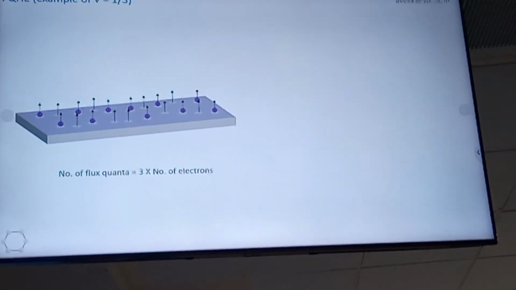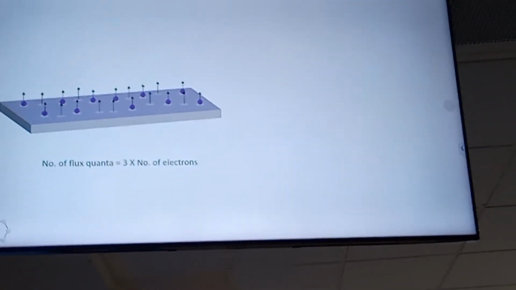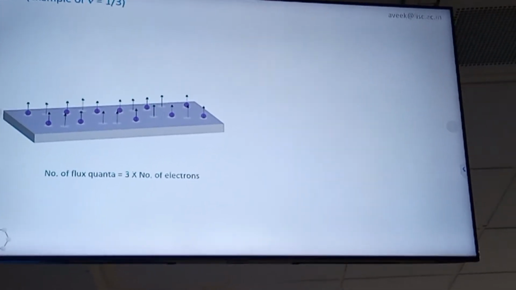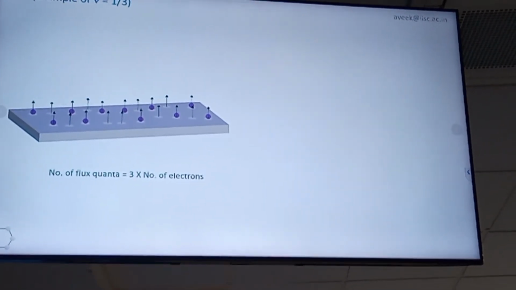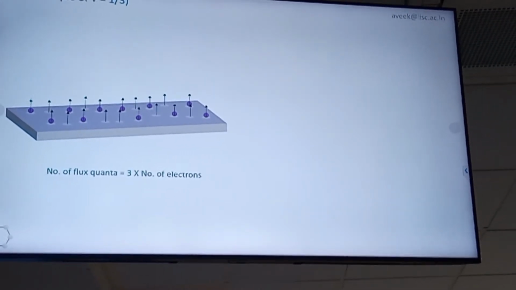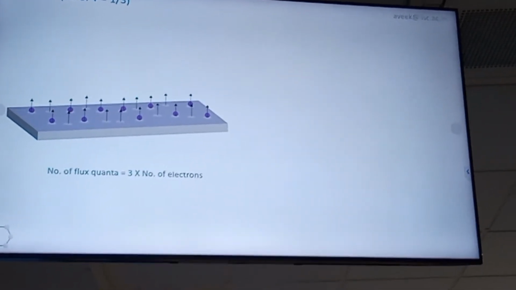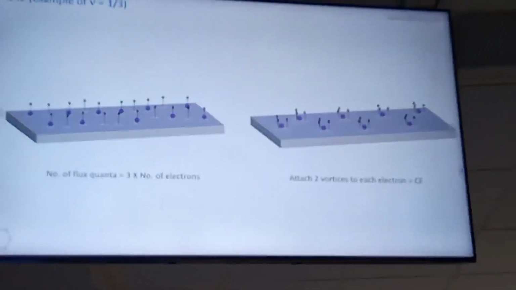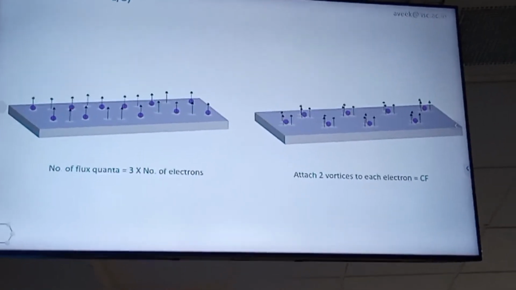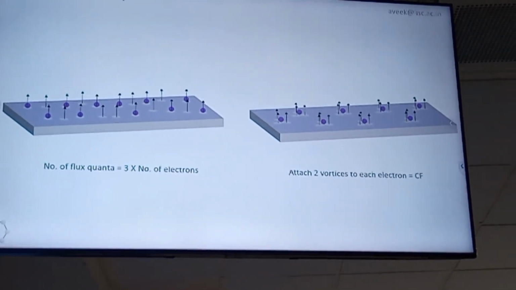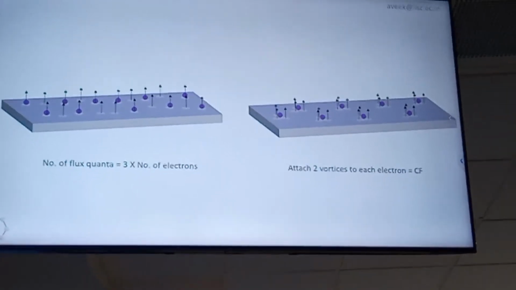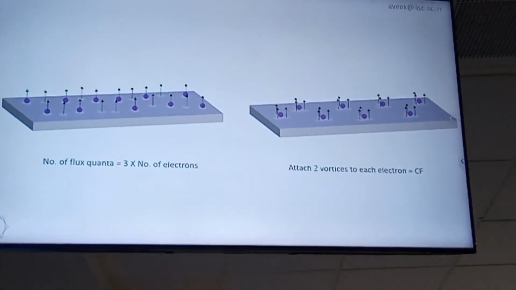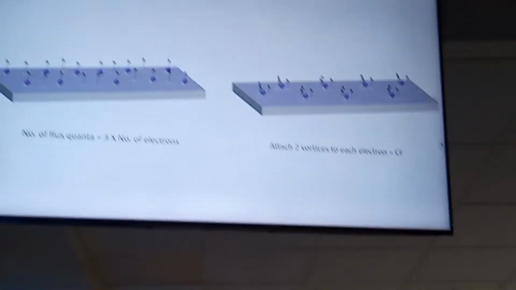Okay? So the filling factor, it's the topological invariant of the system, and it is given by the ratio of the number of electrons to the number of flux quanta. In the nu equal to 1/3, the number of flux quanta equal to 3 times number of electrons. What I can do in my mind, I can think of it as if 2 flux quanta I take and attach to the electrons. And I form this new animal where I have 2 flux quanta and 1 electron. Okay, it's a new quasi-particle, and I call it a composite fermion.